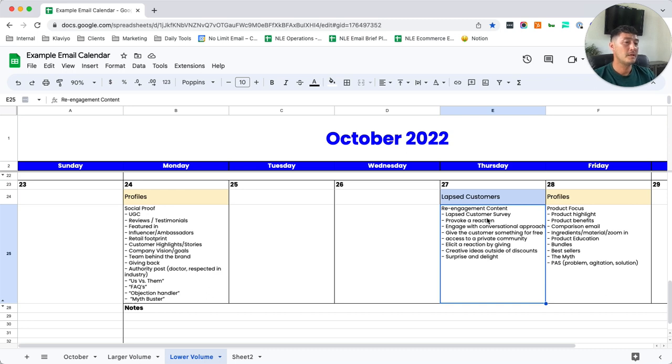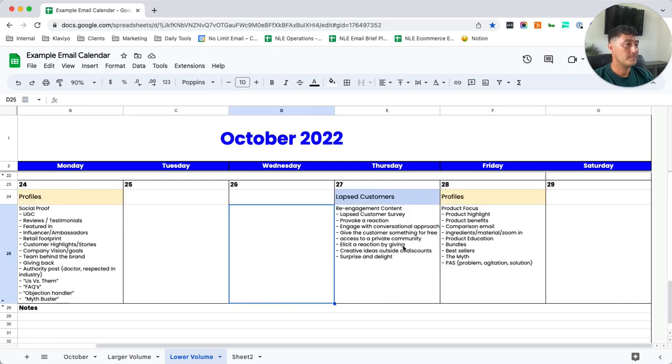You want to figure out, why do loyal customers all of a sudden stop buying? They go to another brand. Was it something that you did? How can we improve that customer experience or our product to keep these people staying for longer? Try and provoke a reaction out of them. So don't make the email too boring. Try and get them to engage. Use a conversational approach. Give them something for free if they get back into the buying cycle. Access to a private community. Just think of really creative ideas outside of discounts also, and surprise and delight them once again. So that's pretty much it.